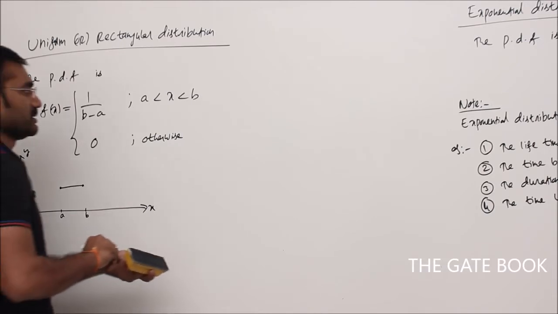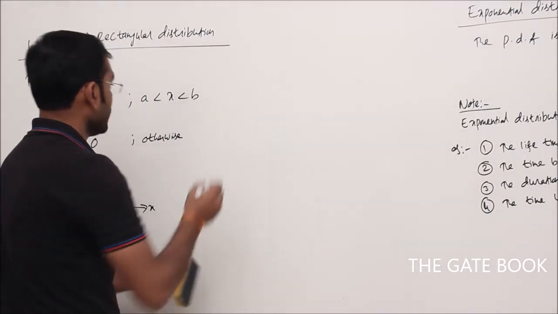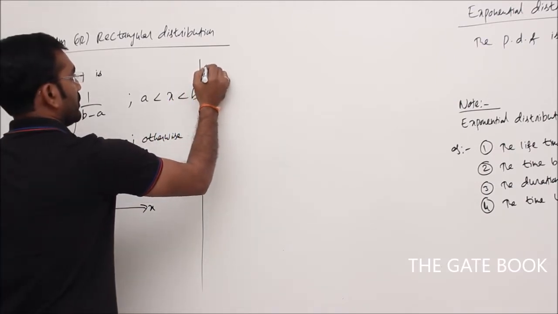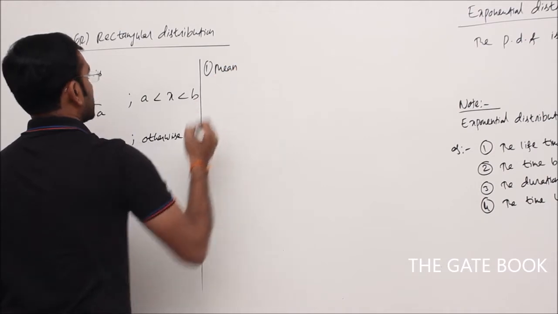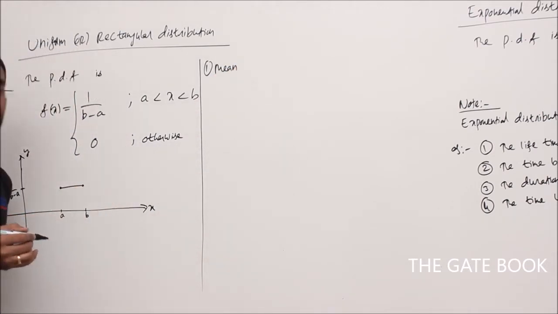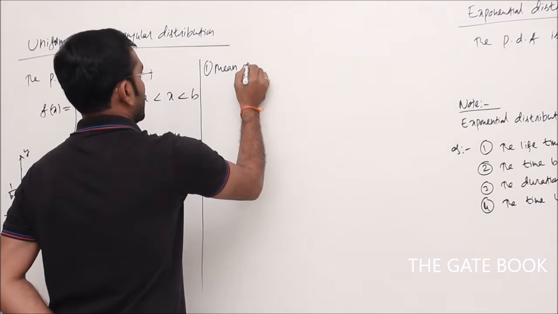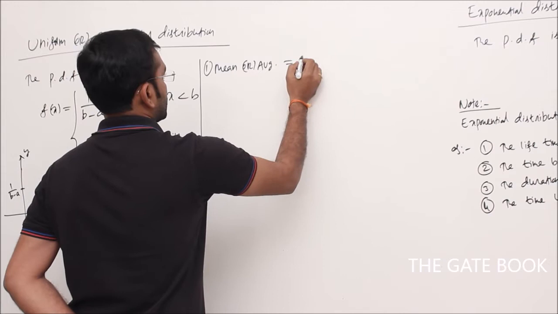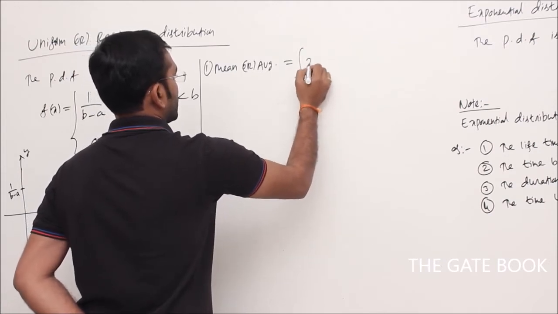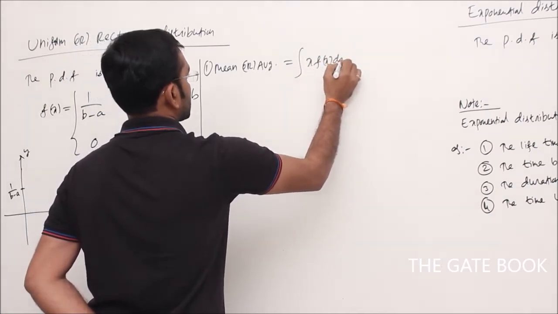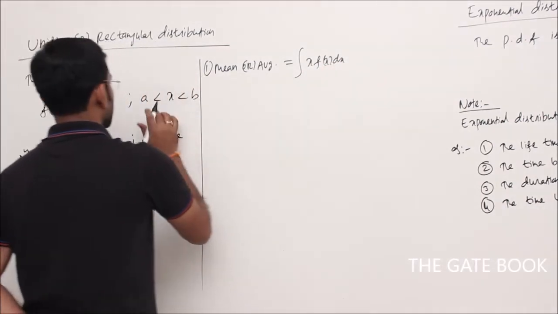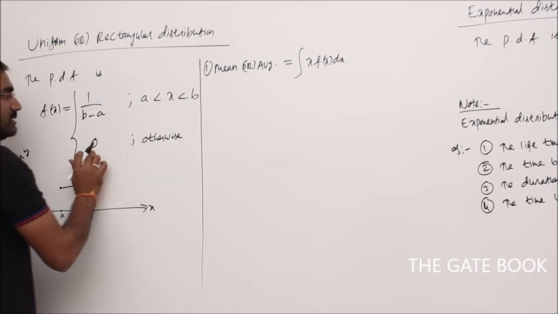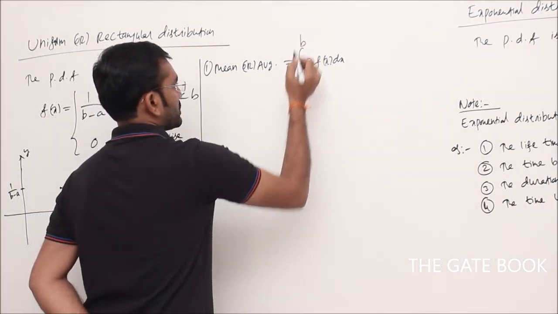Now, see what about mean and variance of uniform distribution. First one, mean. Since it is a continuous distribution, to find mean or average value, we have to apply this formula: mean is equal to integral x into f of x dx. Here limits are between a to b only. The function is 1 by b minus a, otherwise it is 0.